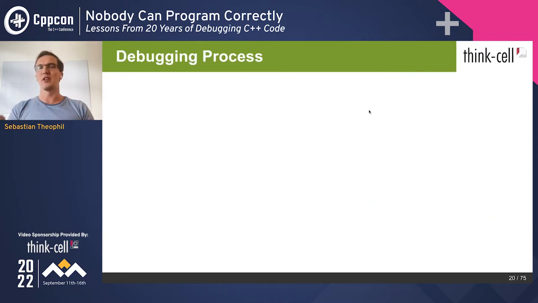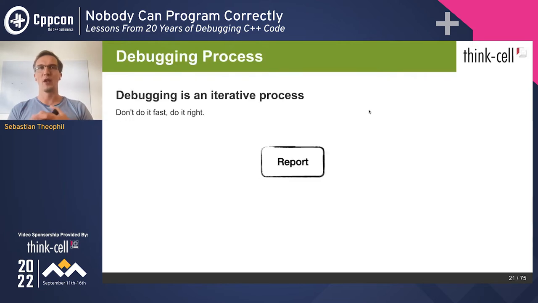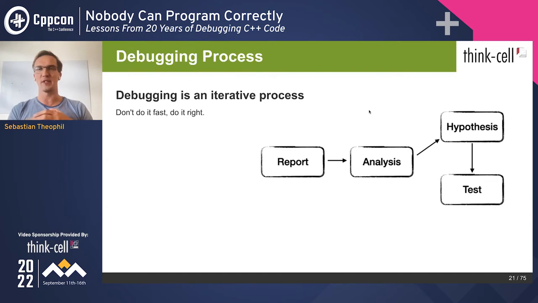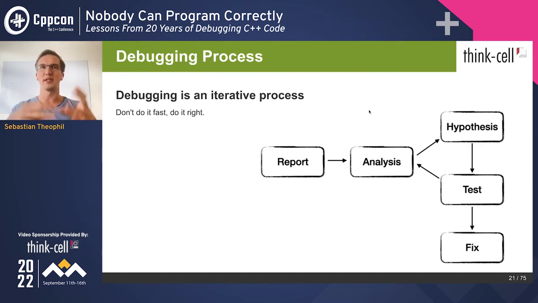Usually, we're not that lucky. Usually, there's not much we can do just by looking at code. Usually, we have to start this longer debugging process that I want to talk about. So that's an iterative process where you get a bug report, you think about it for a little bit, you form a hypothesis on the cause of that bug.